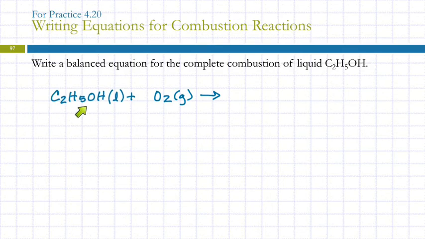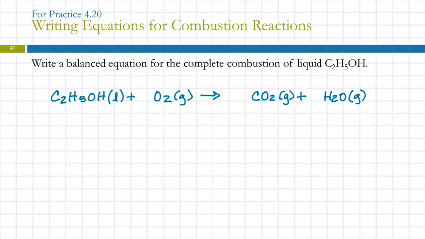This compound contains carbon, hydrogen, and oxygen. What are the products? CO2 and water. So CO2, and what's the state of CO2? It's gas. And water. Now, normally we put liquid as the state of water. It's going to be a gas here because this is combustion. This is going to be hot, right? So the water's going to be in the gas state. Okay? Now we need to balance this.